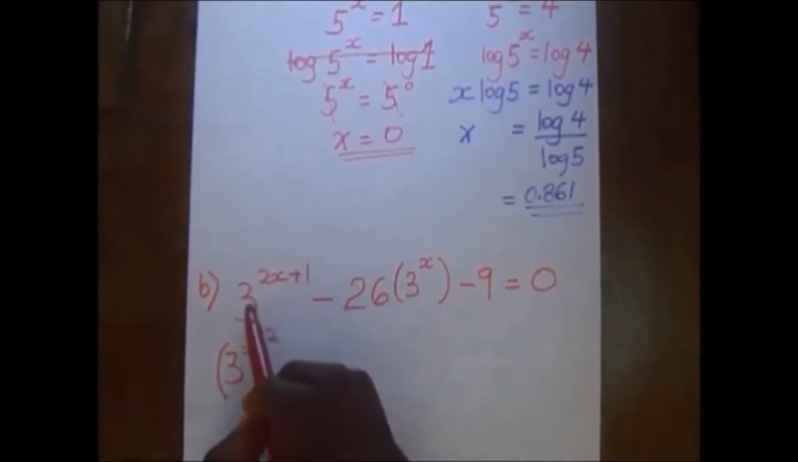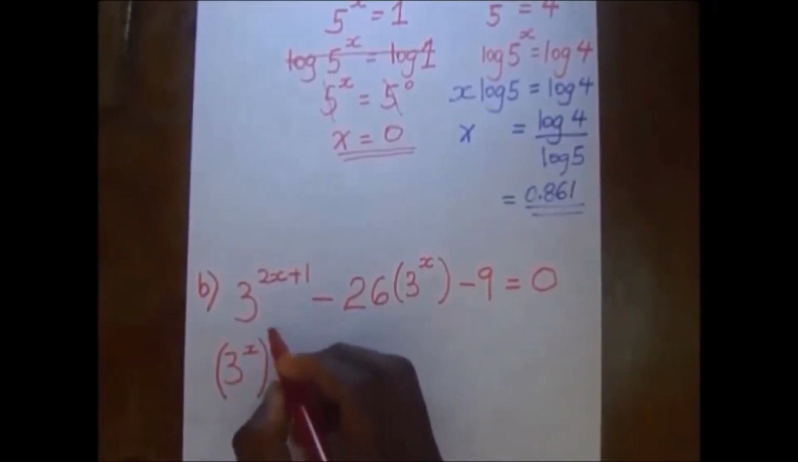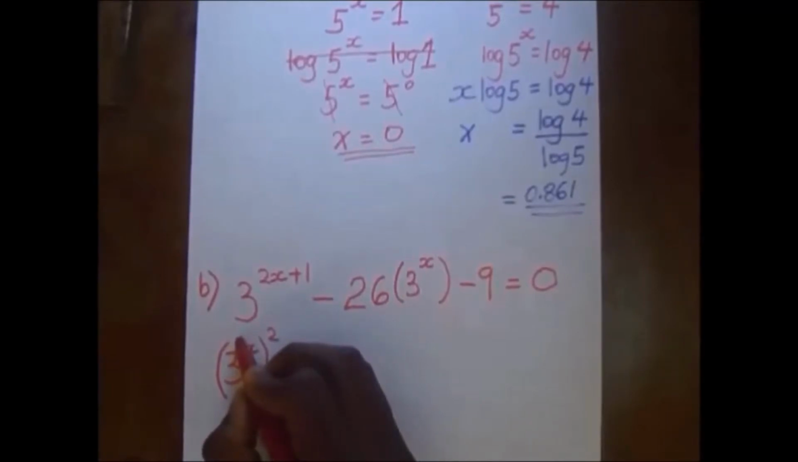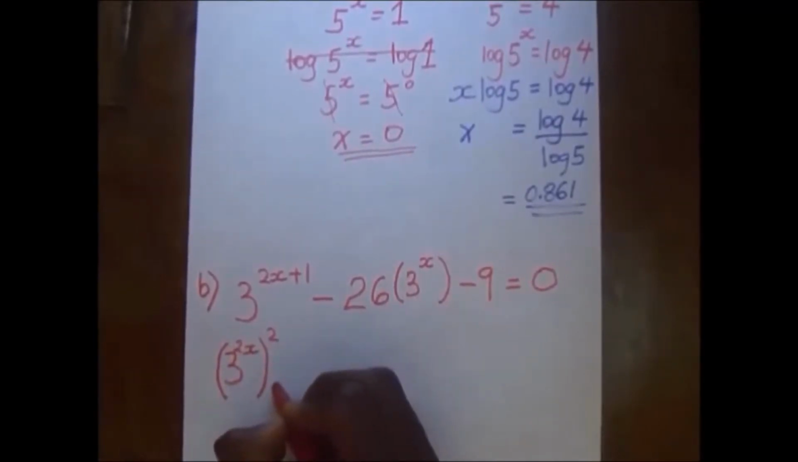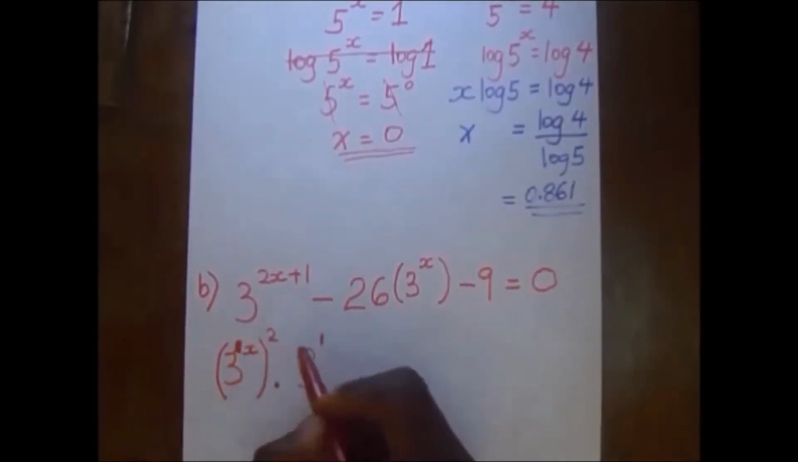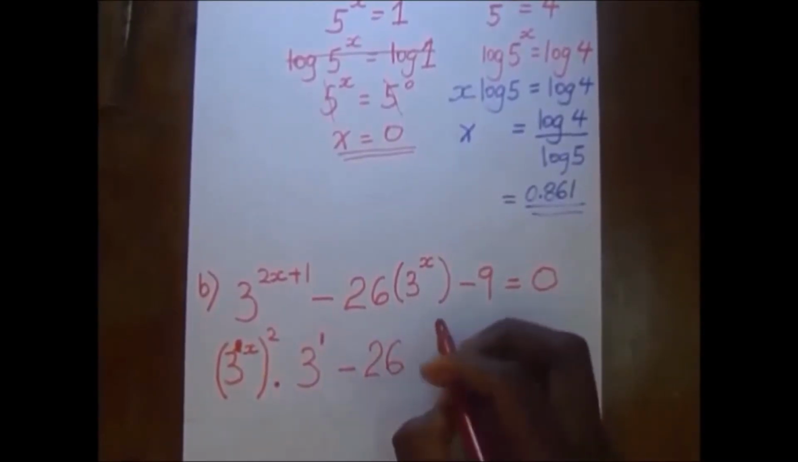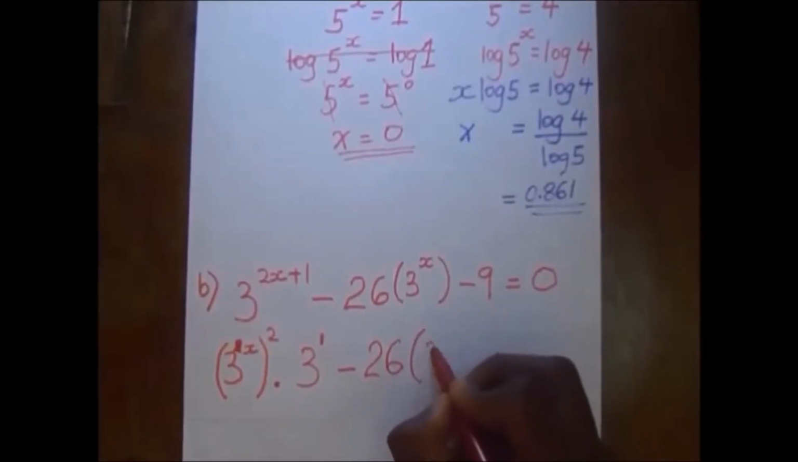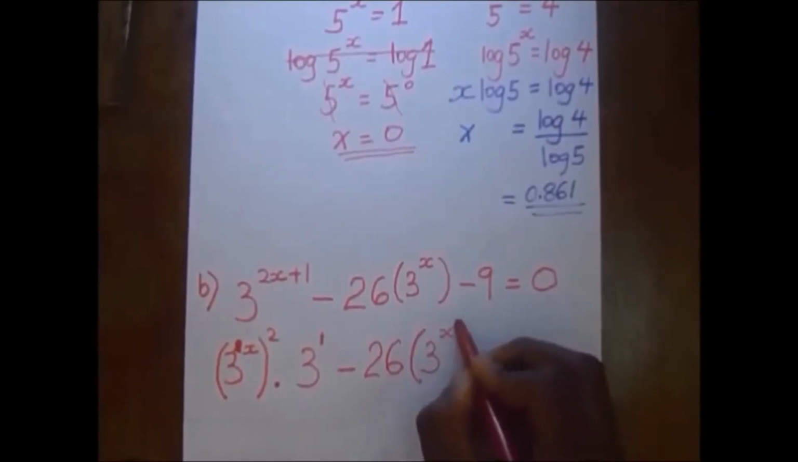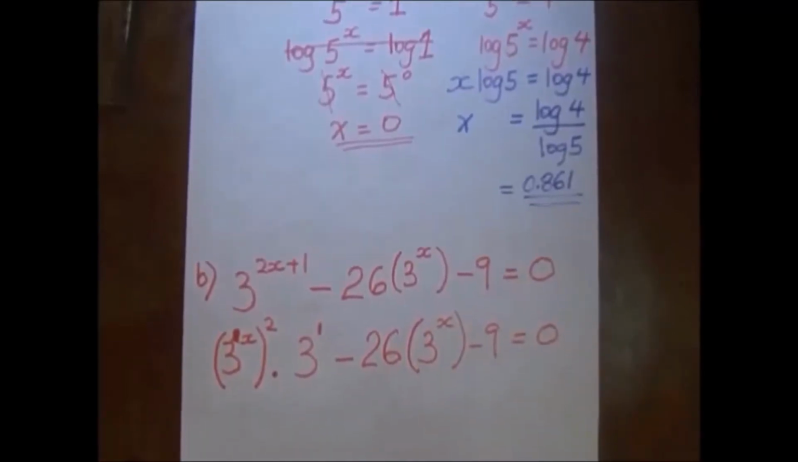Since it's 3 to the power 2x plus 1, let's go very slowly here. It's going to become 3 to the power 2x times 3 to the power 1. 3 to the power x squared times 3 to the power 1 minus 26 into 3 to the power x minus 9 is equal to 0.